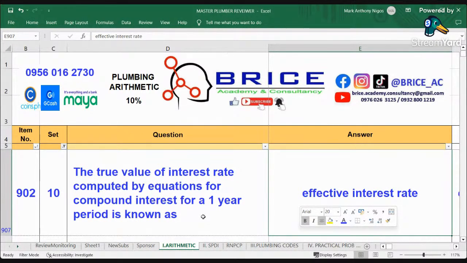Sana tuloy-tuloy. Hindi ko na siya marinig kasi masira yung earphone ko. Kung dumi-headset tayo dyan. Sige, 903.